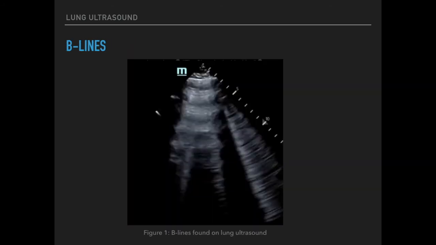First thing we looked for were B lines. These are vertical lines shining through, similar to what you see in pulmonary edema. You want to be at least 15 centimeters deep. We looked for 1, 2, 3 of these, or a big curtain. You can see a curtain kind of starting to form, or a confluence of B lines, on the right side of that screen.